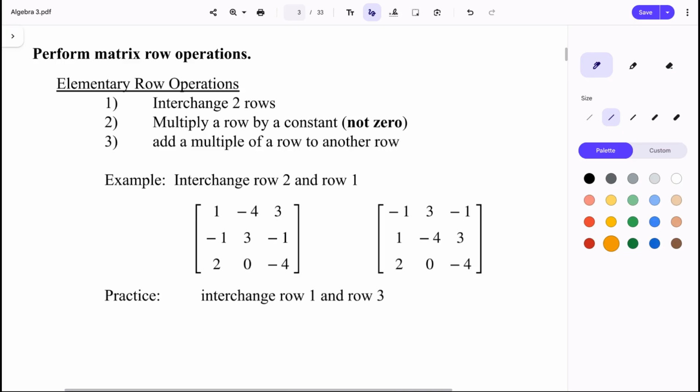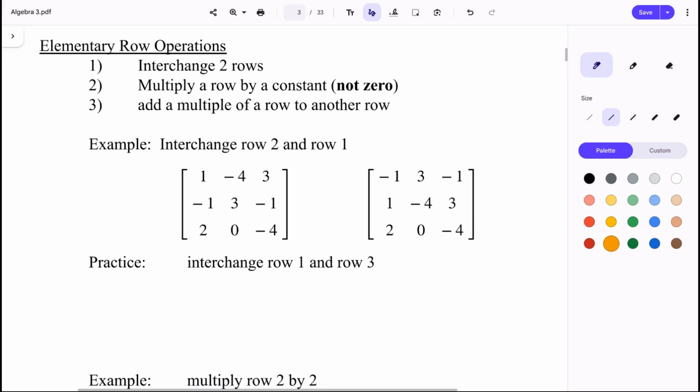They're going to walk us through and have us do some of these elementary operations. The first example is to interchange row 2 and row 1. That means they want me to take these rows and flip-flop them. If you look at what they did on the second matrix, they took the second row and wrote that on top, and they took the first row and wrote that in the middle. That's all it looks like when you're interchanging. You're just doing a little switch.